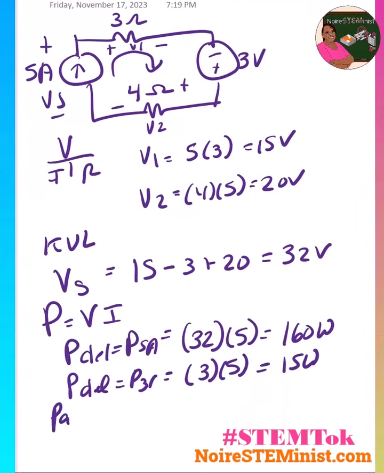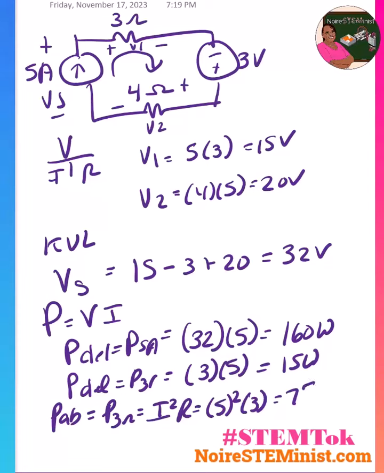The power absorbed for the 3 ohm resistor is going to be I squared R, so that's going to be 5 squared times 3, which is equal to 75 watts. And the power absorbed for the 4 ohm resistor is also I squared R, so that's going to be 5 squared times 4, which is 100 watts.